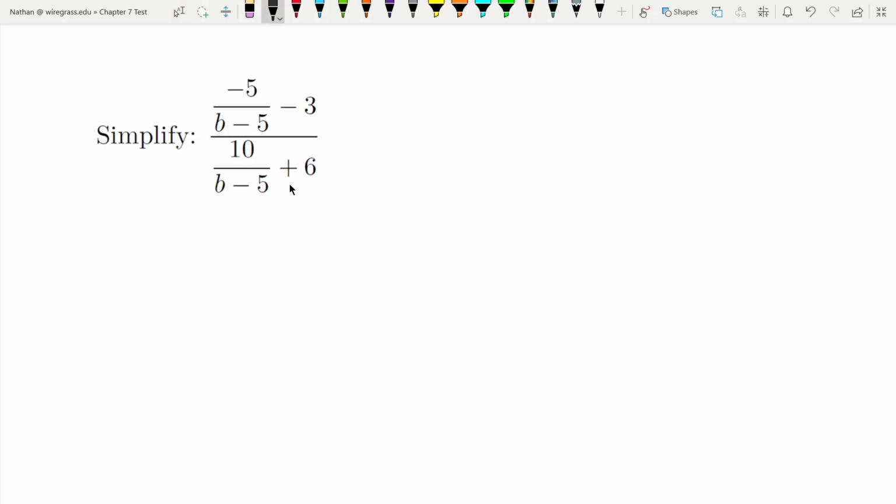This is a complex fraction. It's a fraction within fractions. And what we can do to simplify this is to multiply everything through with the least common denominator. But before we can do that, let's find the inside denominators, the ones that are inside the fractions.